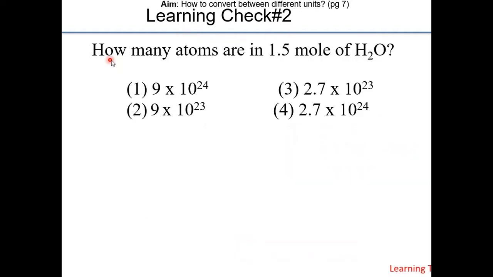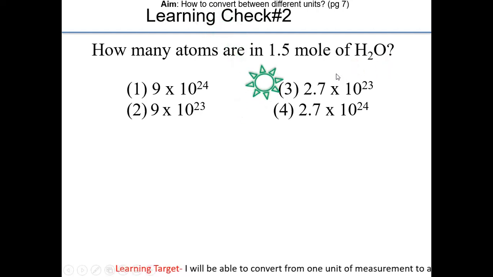Learning trick number 2. How many atoms are in 1.5 mole of H2O? In the previous question, we solved for the number of molecules, all right? But this time we're asking for the atoms, okay? So I want you to think about how many atoms are in 1 molecule of water. Try to do this yourself, pause the video, and resume once you have the answer. So the answer is 4. So how do we get that?